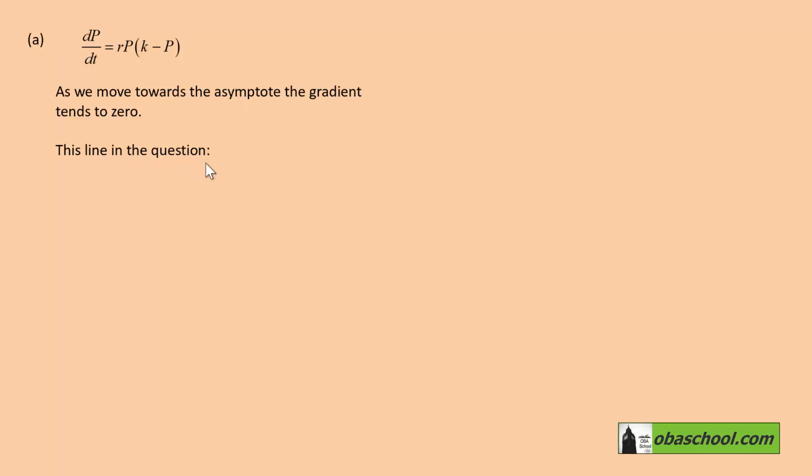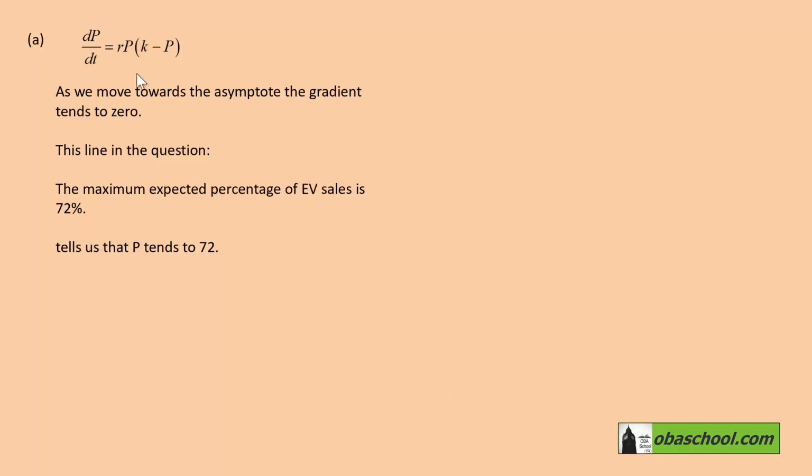So we have dP/dt is R P (K minus P). As we move towards the asymptote, the gradient tends to zero. We just mentioned this. In other words, dP/dt would be zero. This line in the question, the maximum expected percentage of EV sales is 72%, tells us that P tends to 72.